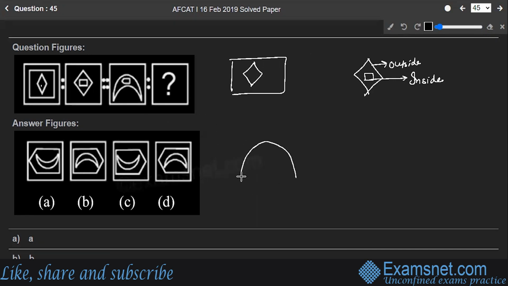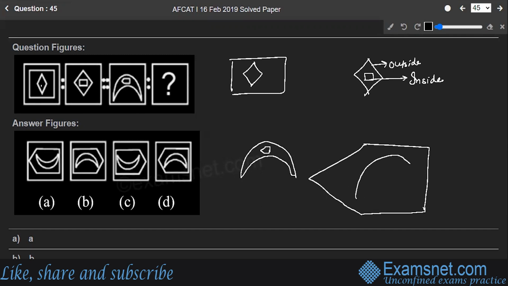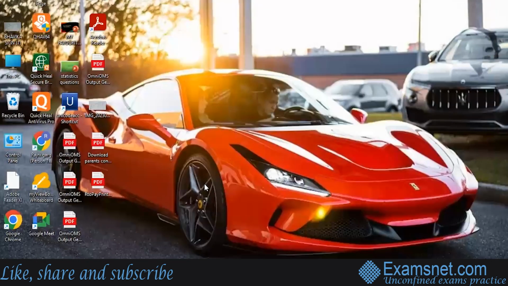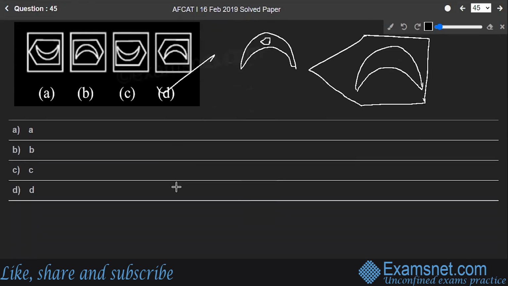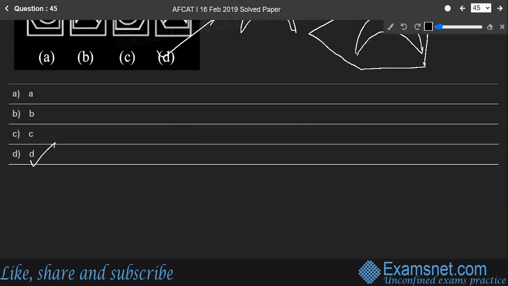So you have this figure and there is a pentagon in the shape of an arrow over here. That means you will have a pentagon over here and this shape will come like this, right? So it matches exactly with D. Hope this is clear. So here we have option D as our answer.